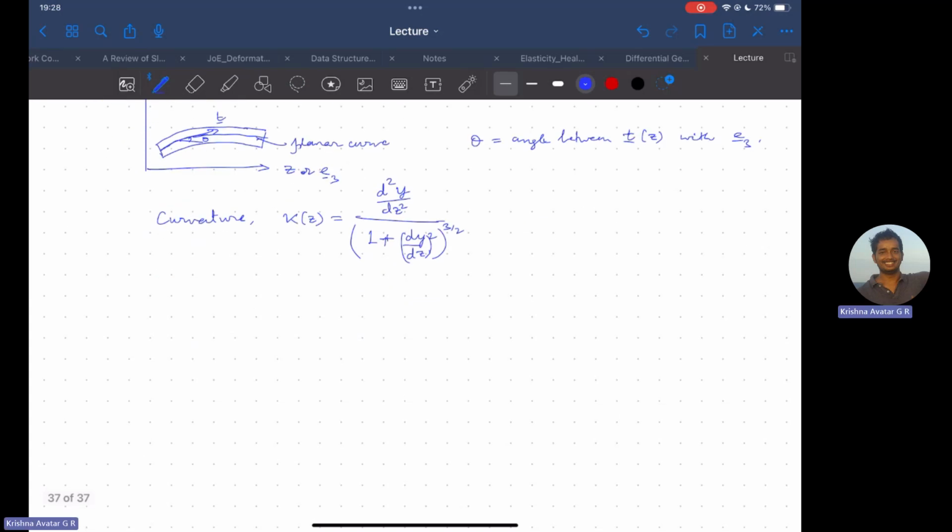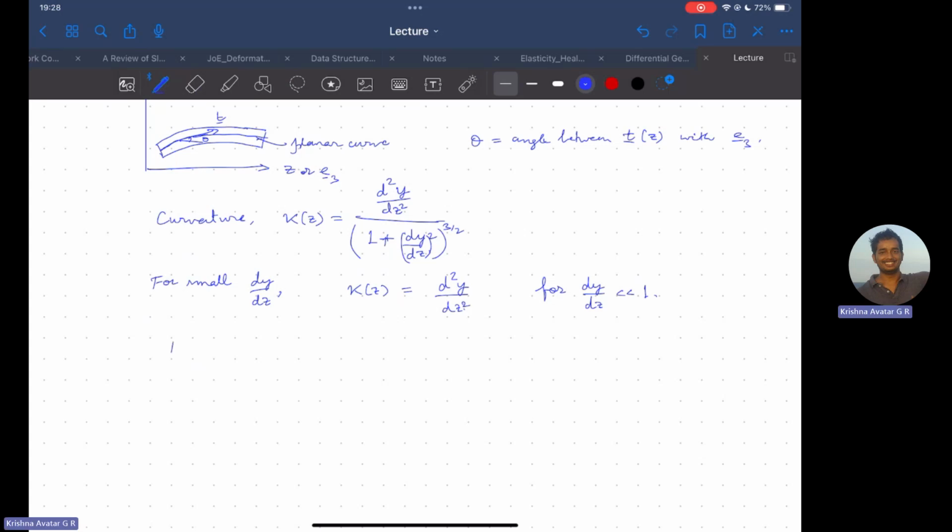And for small dy by dz, kappa z will be just d square y by dz square.